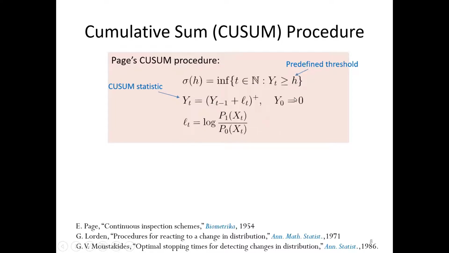You can see that this CUSUM procedure is very similar to the LLR test, but the only difference here is that we put the plus sign here. That means this CUSUM statistic is never negative. This plus means that we take the maximum between 0 and this value. So if this value is negative, then we just set yt to be 0. That's the only difference between the CUSUM procedure and the LLR test. And also, you can see that this is a sequential version.